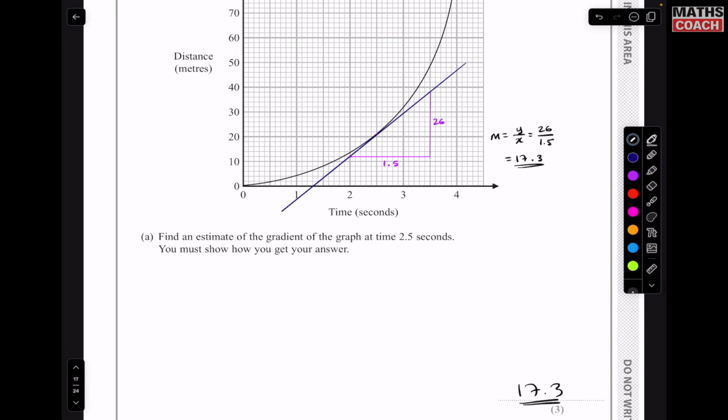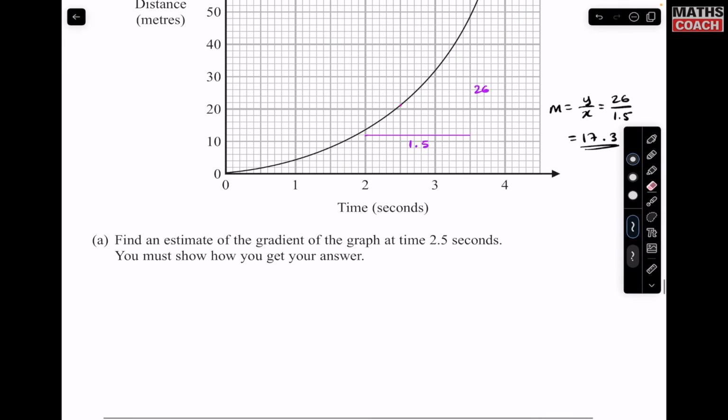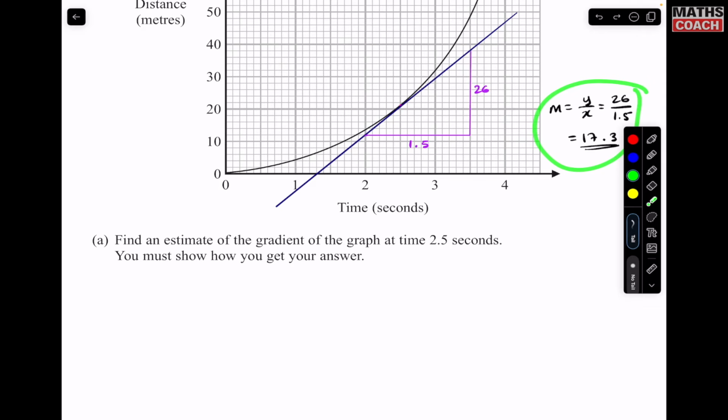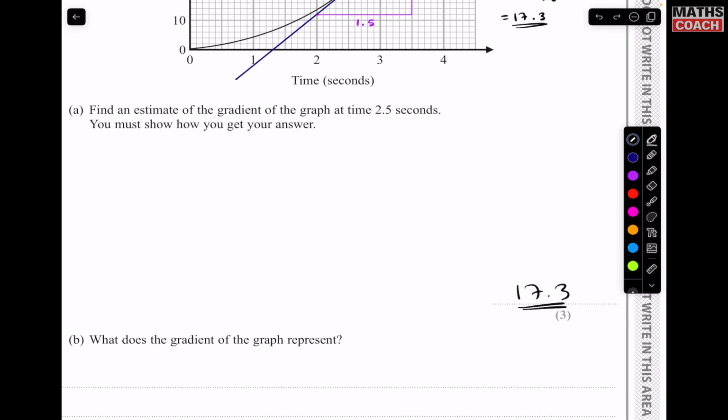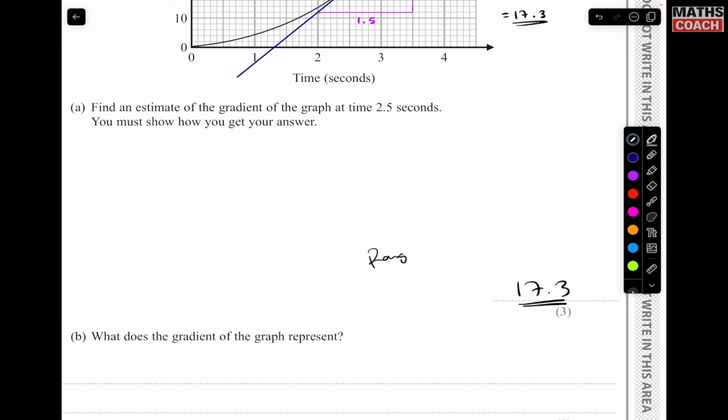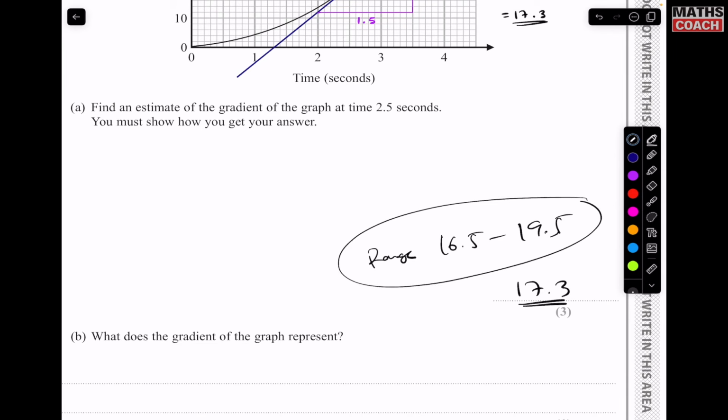How I got my answer, the examiner can see I've drawn my tangent, I've drawn a triangle underneath, I've done this working out, and you'll have a range, by the way. So in the exam, your range will be something around these values. Let's go 16.5 to 19.5 as per the mark scheme.